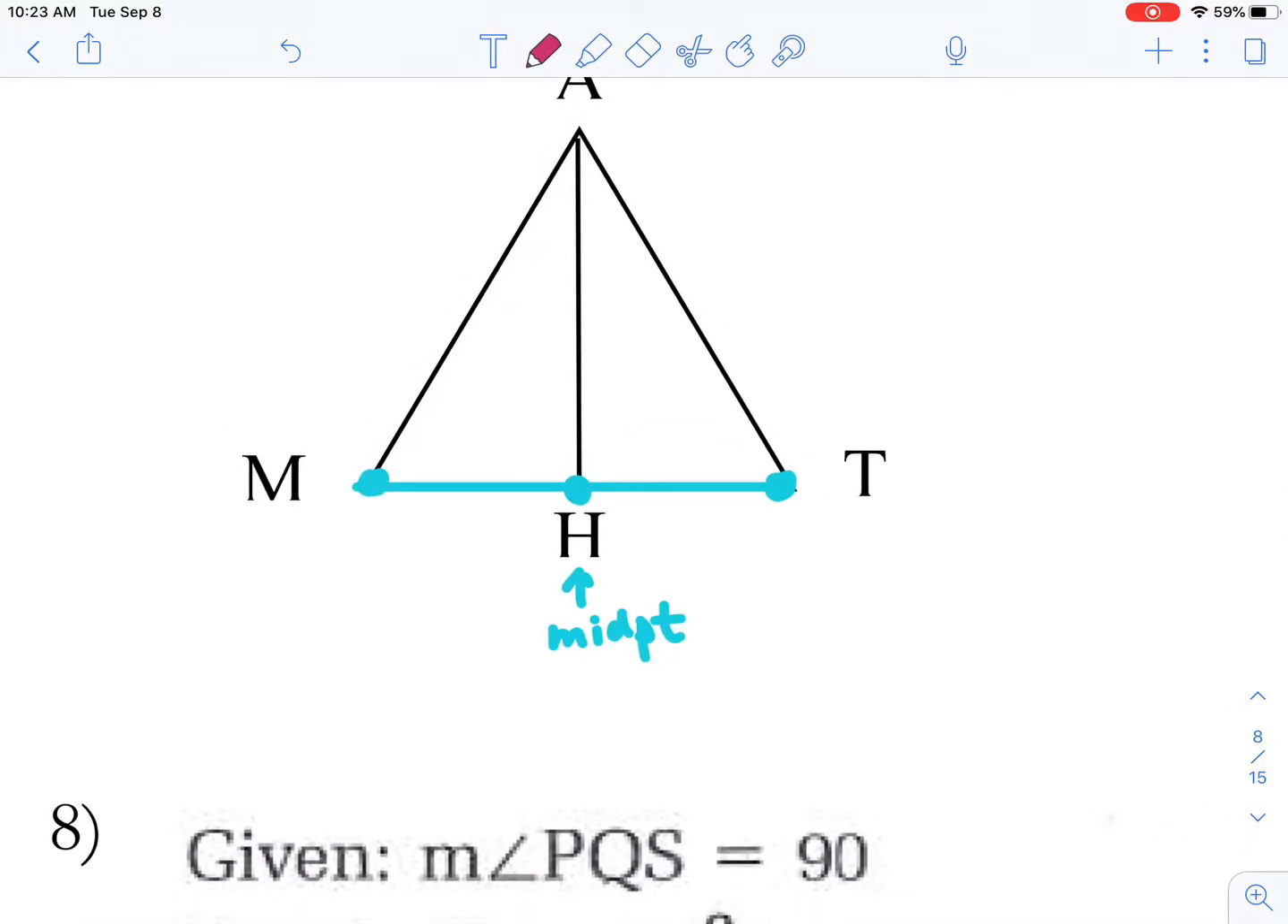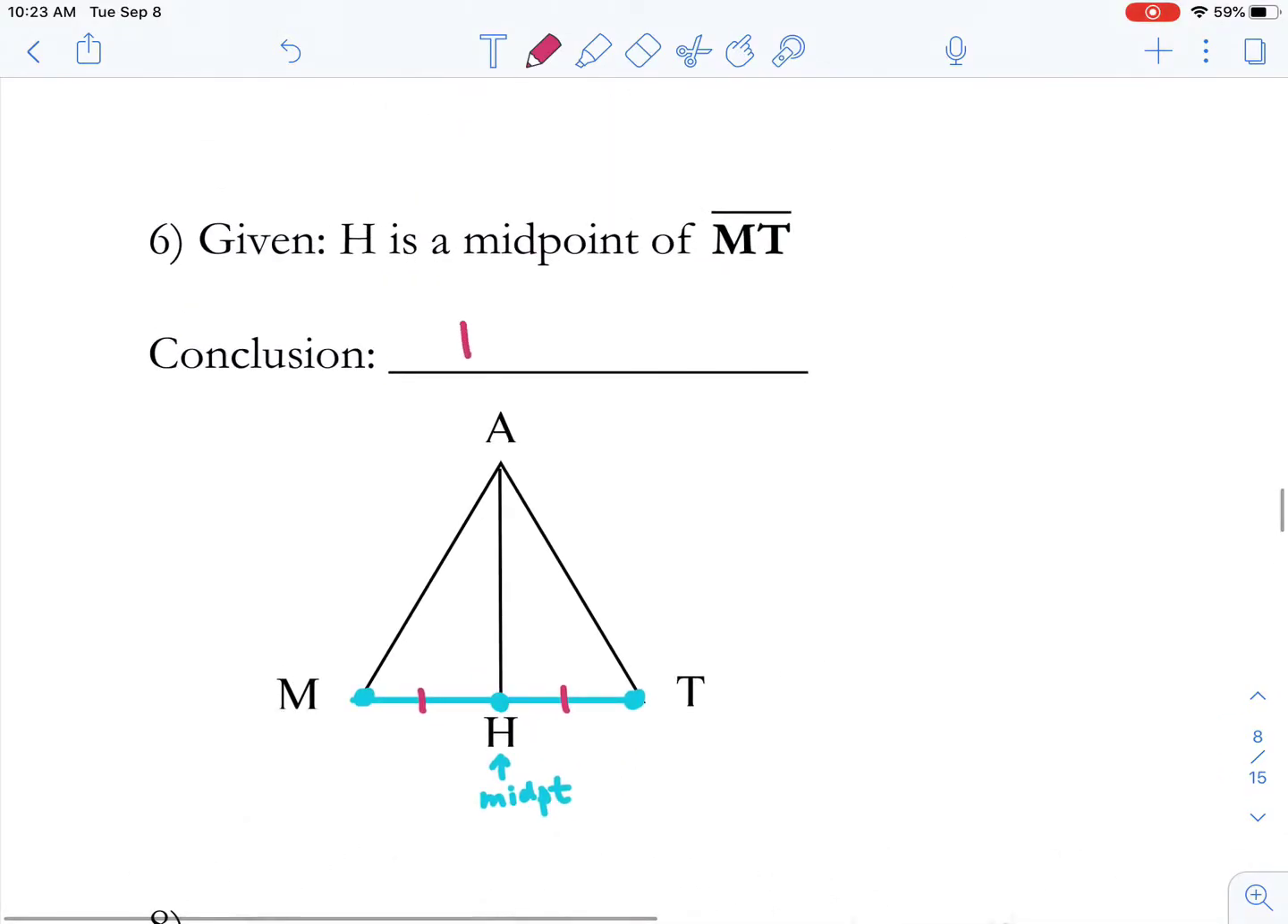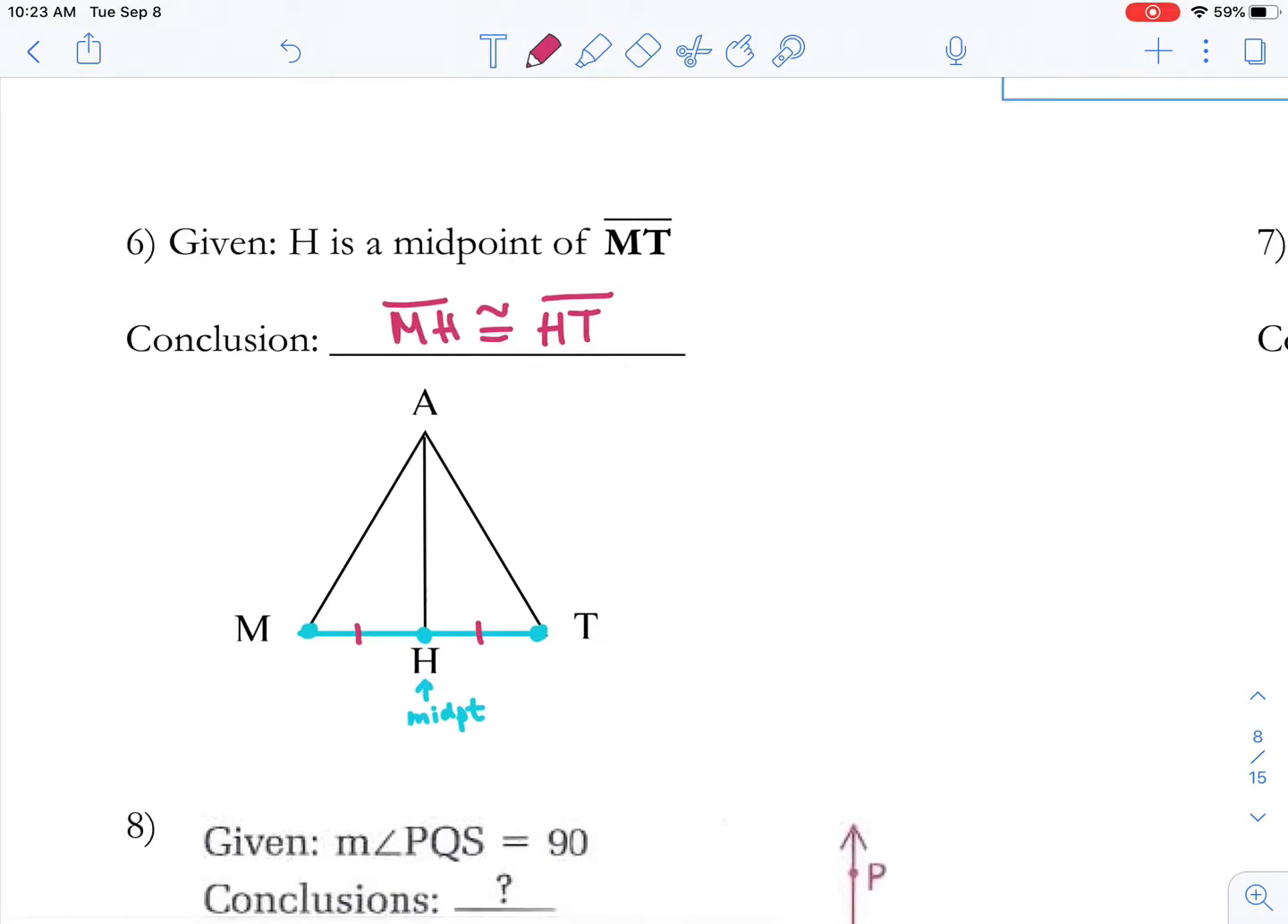Well, we know the definition of the midpoint says if a point's a midpoint, then it divides the segment into two congruent parts. So our conclusion is that segment MH is congruent to segment HT. Again, make sure you're naming all of your segments with the segment symbols, using the congruency symbol, and marking the diagram. It's so important to mark your diagram.